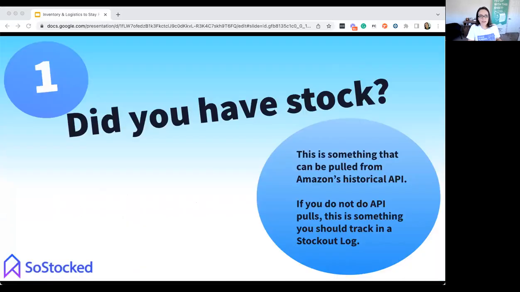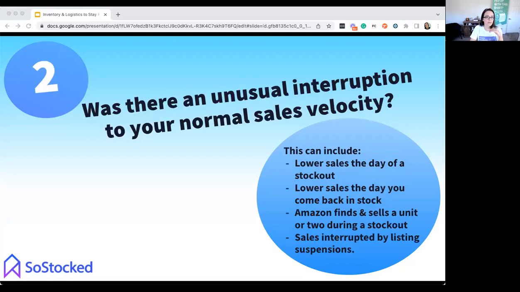because you're not constantly stocking out. And the reason why this happens is that you have to answer 2 questions. The first question is, did you have stock? Right? This is something that can be pulled from Amazon's historical API. And if you don't have a link to Amazon's API, you can also track this with a stockout log. Number 2, was there any unusual interruption to your normal sales velocity?